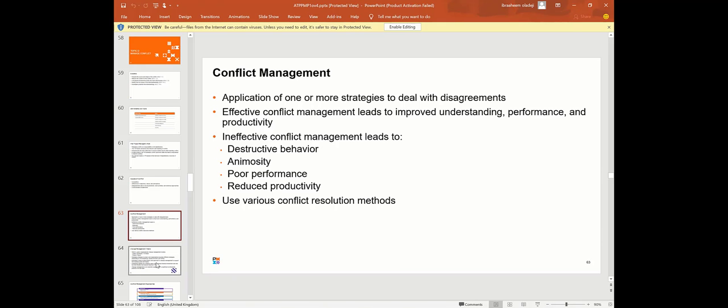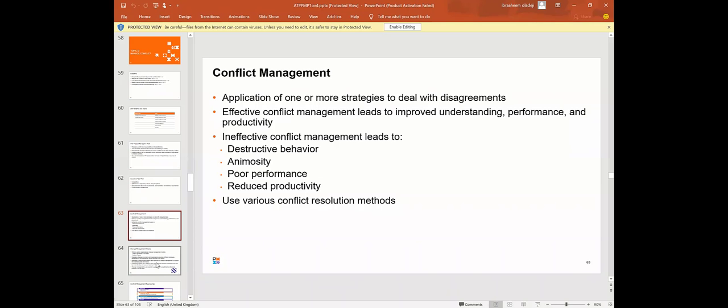And that is the reason why you as a project manager should strive to always manage issues, especially when they could just get out of hand and blow up. Okay? Ineffective conflict management leads to destructive behavior, animosity, poor performance, reduced productivity. Use various conflict resolution methods.